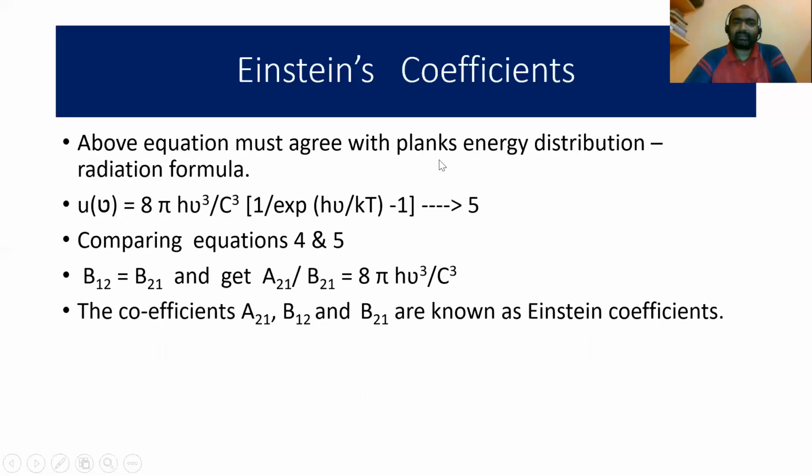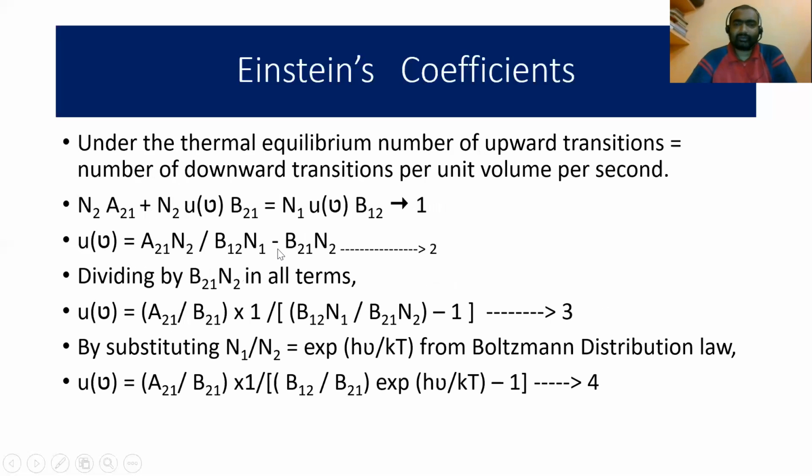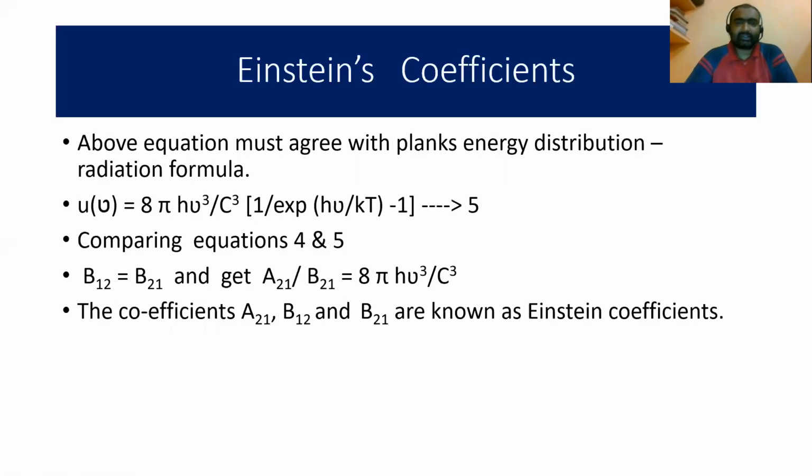The above equation must agree with Planck's energy distribution radiation formula: U of nu equal to 8 pi h nu cube by c cube into 1 by exponential of h nu by kT minus 1. Comparing equations 4 and 5, we get B12 equal to B21 and A21 by B21 equal to 8 pi h nu cube by c cube.